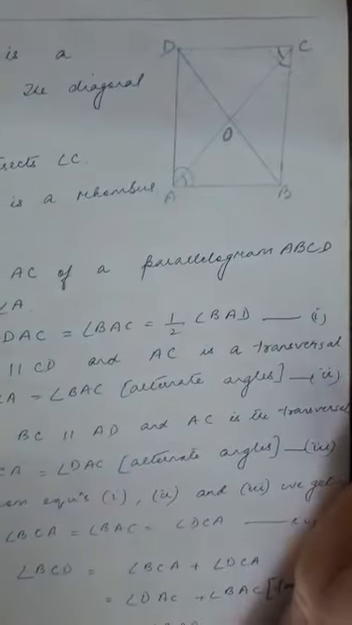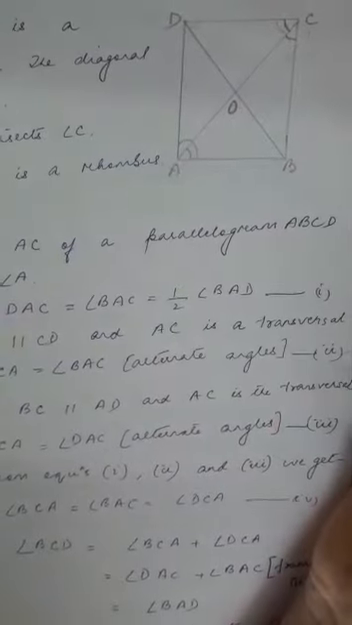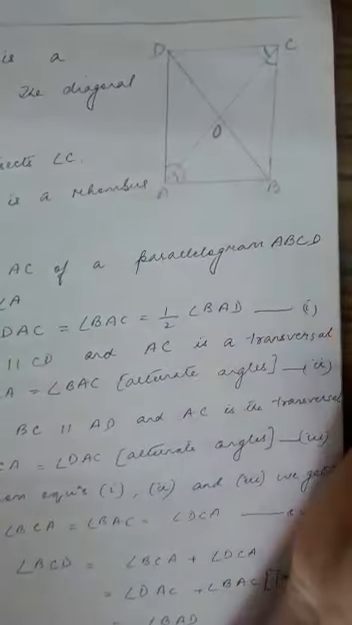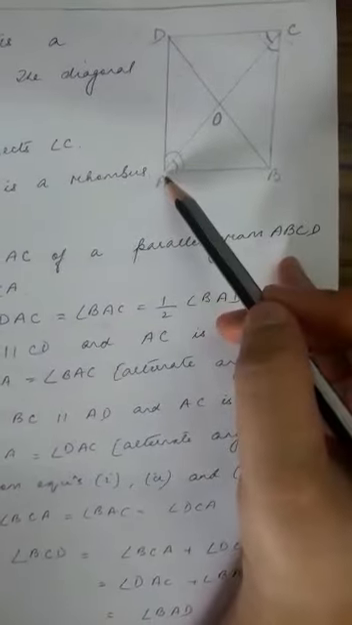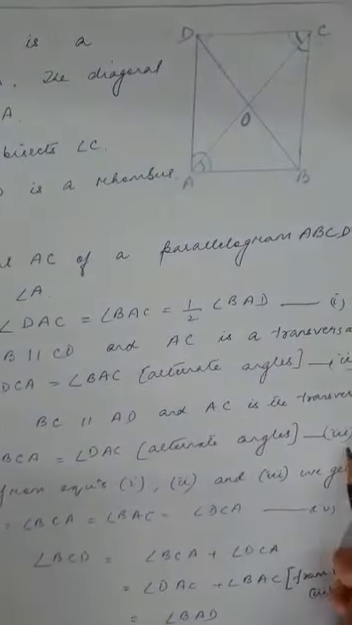Also AB is parallel to CD and AC is the transversal. So DCA will be equal to BAC because they are alternate angles. Let us keep this as equation number 2. Similarly, BC is parallel to AD and again AC is the transversal. So BCA will be equal to DAC. Let us keep this as equation number 3.